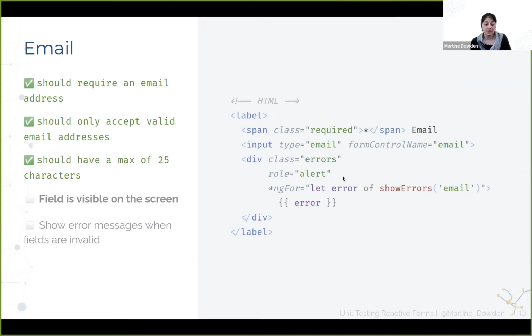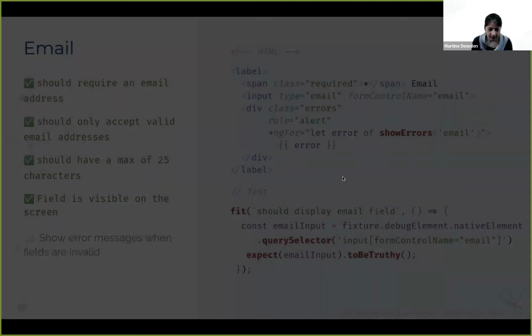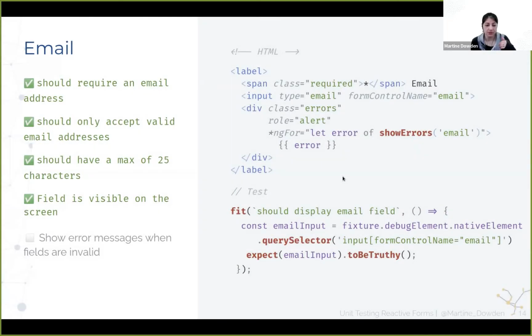So in the way I've written the HTML for this form, I have a label inside of which we have a span, inside of which has whether or not it's required, a little star, pretty standard convention, and then the word email, and then the label, as well as the input and a div that allows us, via a function in our controller, to show our errors. So the first thing we're going to do is make sure that the form field actually shows up on the screen.